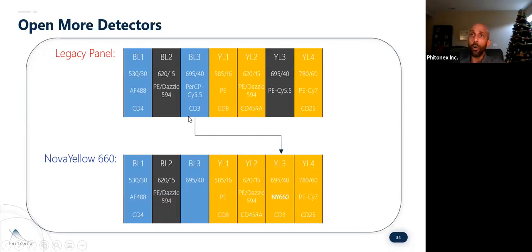In order to remove that spread, or maybe remove that spread, and also open up this BL3 detector, all we did was take CD3 and move it to the YL3 detector using NovaYellow 660. So we eliminated PerCP-Cy5.5 and added in NovaYellow 660. Other than that, the panel is exactly the same, and that's going to allow us to open up this BL3 detector. So again, we've gone from 11 useful detectors to 12 useful detectors.